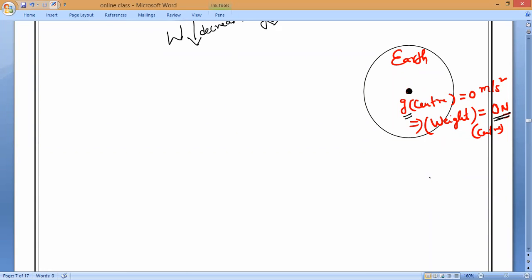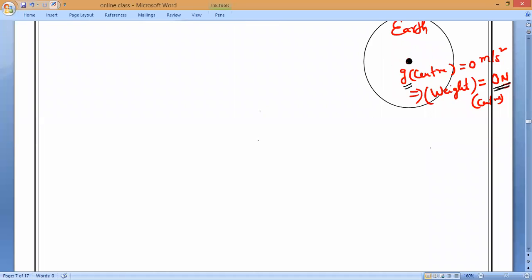So all of you keep reading. Weight of an object on the moon. With whom we have to compare, guys? Weight of an object on Earth. So we have to find the relation now. So please keep reading.